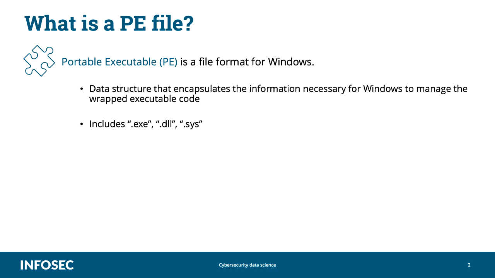Some important file types that are PE are executables, DLLs, which stand for dynamically linked libraries, which are code that gets used by applications, and .sys, which are driver files.